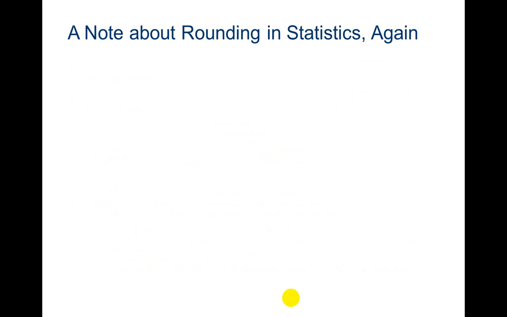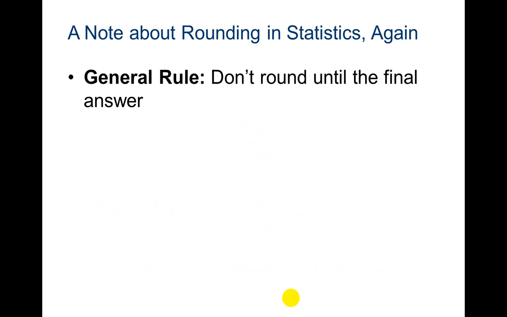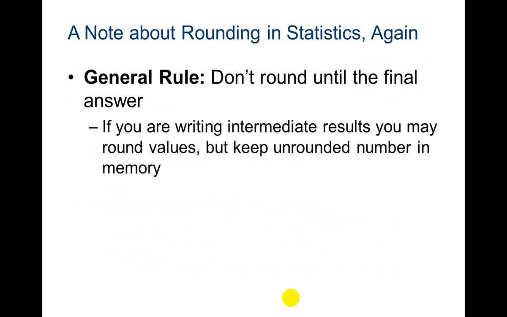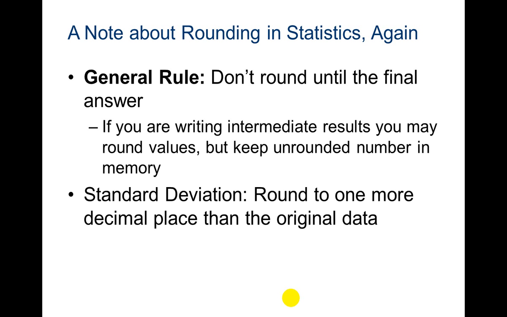Again, there's a special note that we have about rounding in statistics. Don't round until the final answer. If you're writing the numbers down, you may round values, but keep the unrounded number in memory so that you can use it throughout the formula. We'll round at the very, very end. For standard deviation, let's round one more decimal place than the original data.